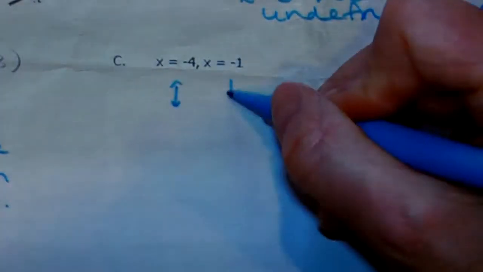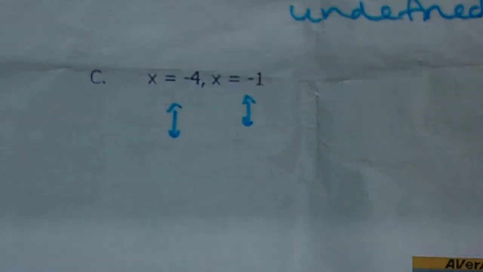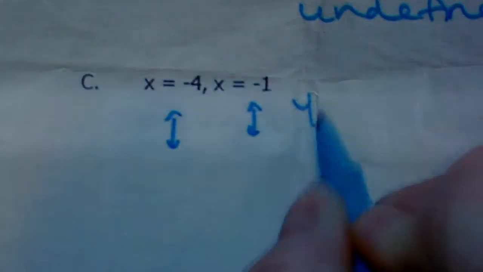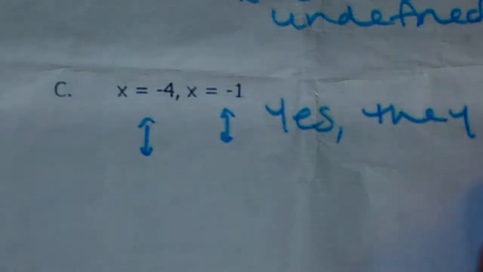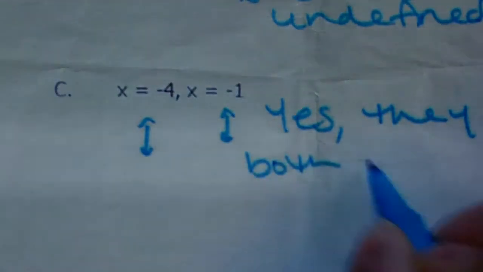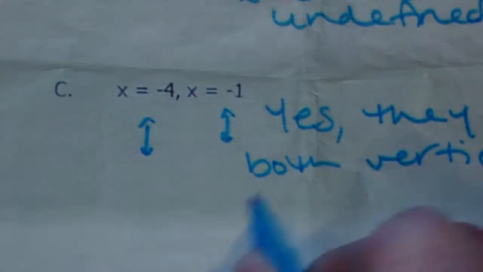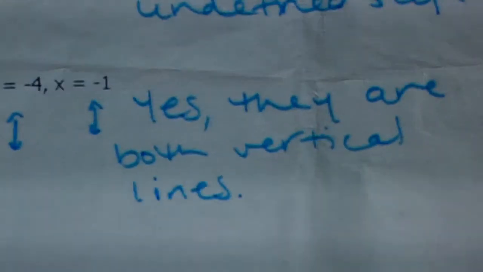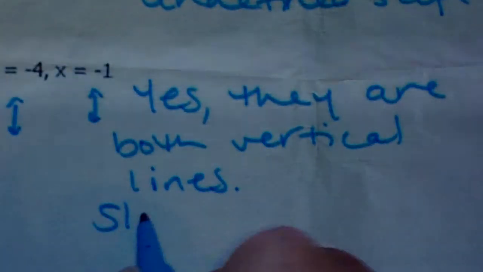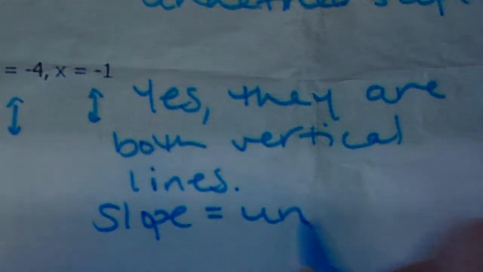For letter C, I have x equals -4 and x equals -1. That means these are 2 vertical lines, and I did tell you that 2 vertical lines, as long as they're not the same exact vertical line, are parallel. So we're going to say yes. And the rationale, the proof, they are both vertical lines. And even though their slope's undefined, they both have an undefined slope. So I'm just going to write slope equals undefined.